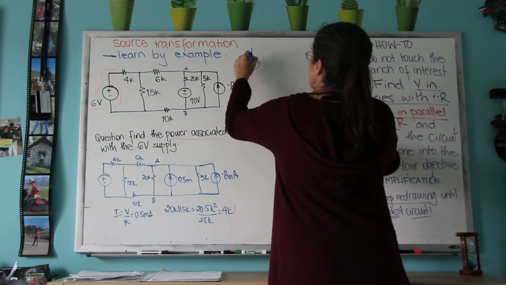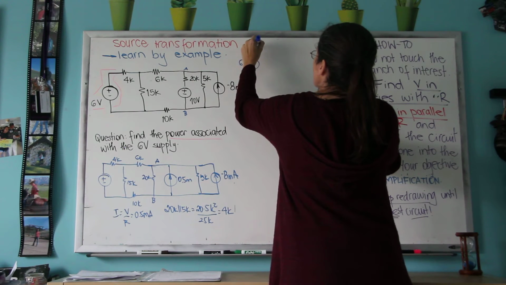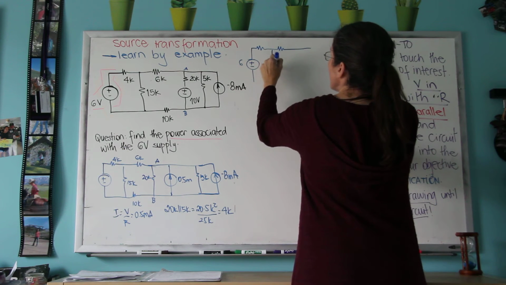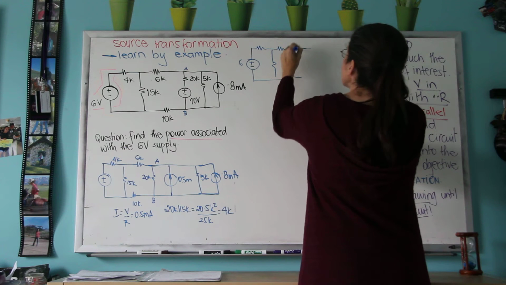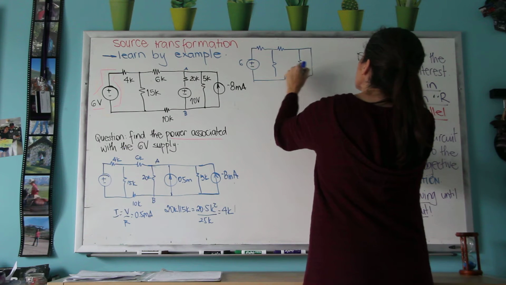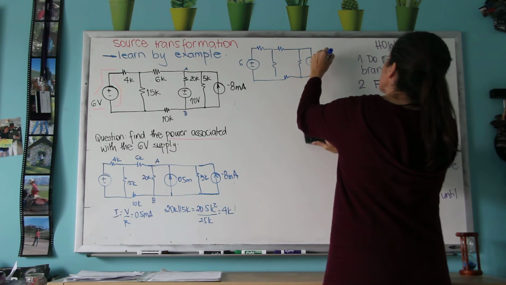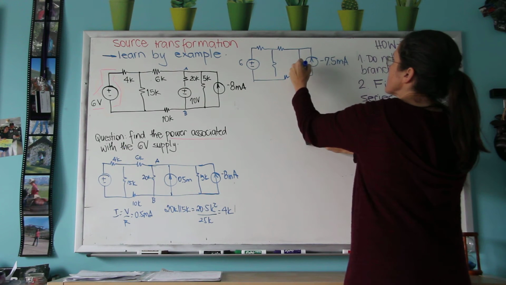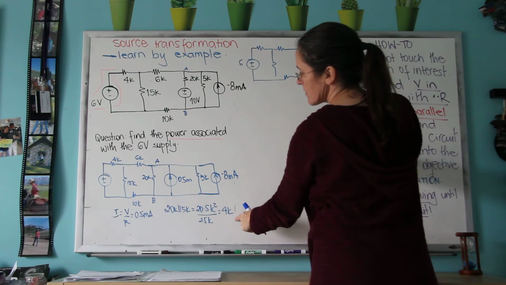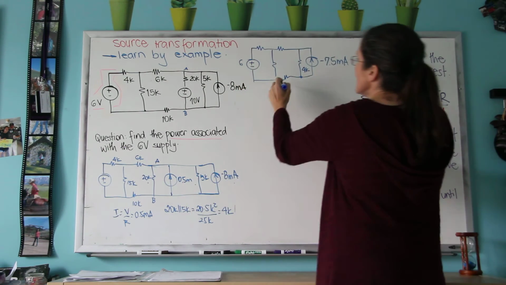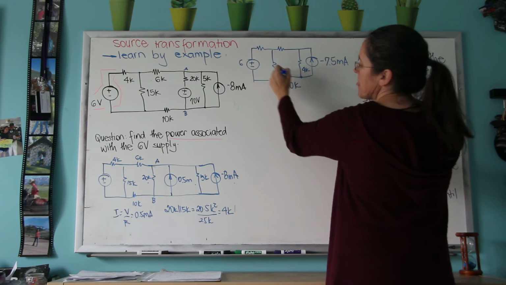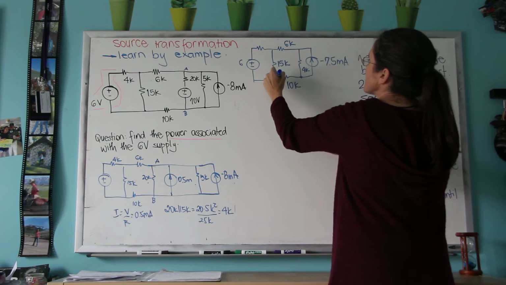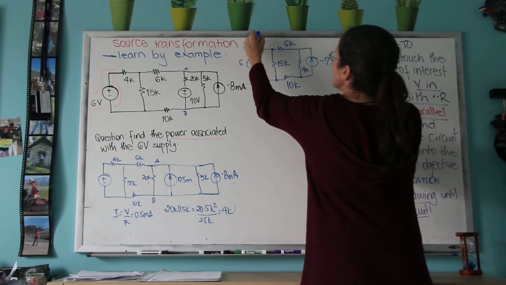Again, I'm going to keep my 6 volt power supply. All the other resistors stay there. And then I have one resistor in parallel with a current supply that's minus 7.5 milliamps. This resistor is now the 4K that I just calculated here, so it's this in parallel with this. Everything else is the same, 10K, 15K, 6K. This also works with dependent sources, 4K.